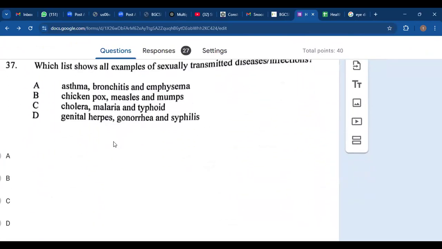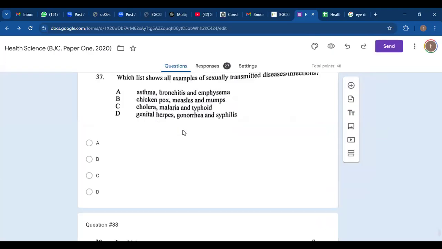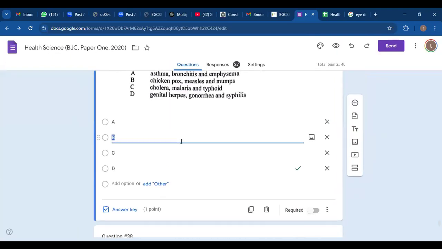Number 37. Which list shows examples of sexually transmitted diseases? C? D. Someone say D. Which D? Yes, D. Very good. D. Genital herpes, gonorrhea, and syphilis.